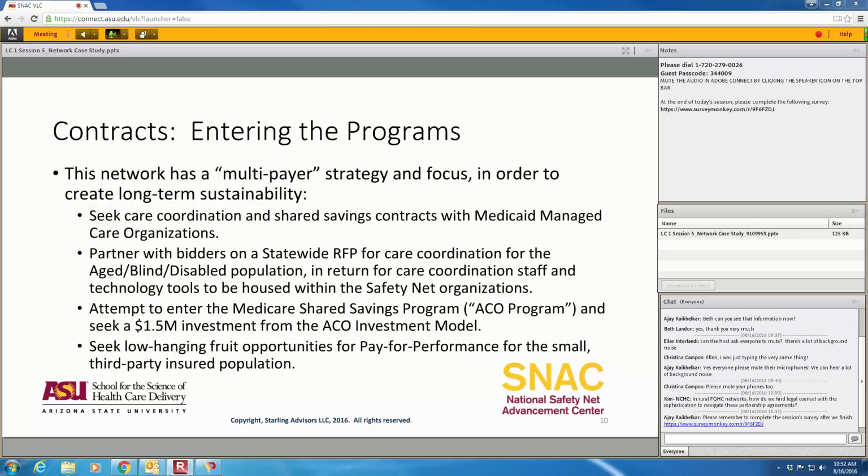Their network, they decided they wanted to have a multi-payer strategy and focus. They didn't see as much value in creating this only to address the age-blind disabled opportunity. They saw it as an opportunity really to address all of their payer sources. So they wanted to seek a care coordination and shared savings contract with each of the Medicaid managed care organizations in their market. They wished to be a bidder on the age blind disabled RFP, and actually ended up doing that in partnership with one of the managed care organizations that they were now under contract with.